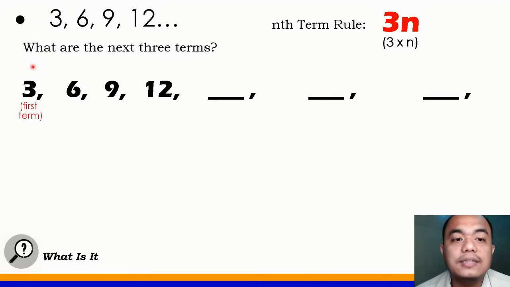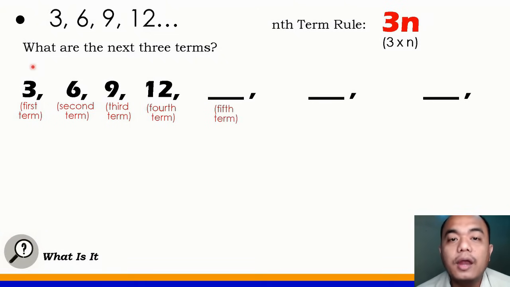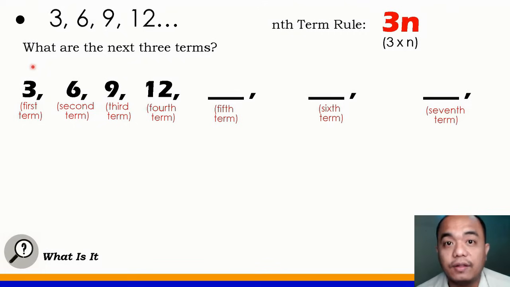Ang tawag natin sa 3 is first term. Yung 6 is second term. Yung 9 is the third term. And the 12 is the fourth term. Now, we are looking for the 5th term, the 6th term, and the 7th term. Okay? Again, gamit yung N-term rule natin, pwede nating makuha yung hinahanap natin na mga terms. Gamit yung 3N natin. Okay?